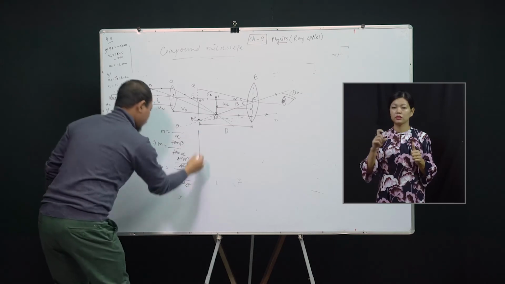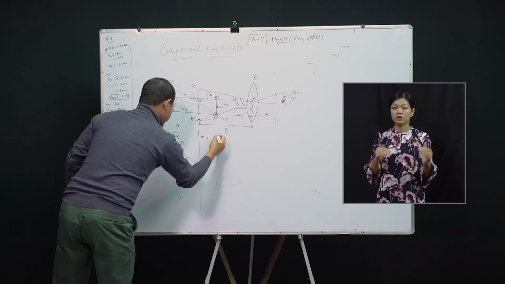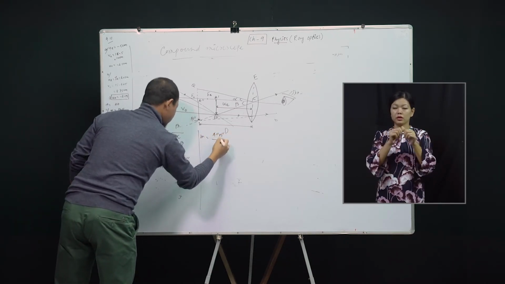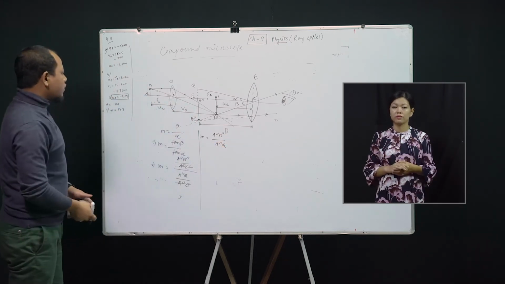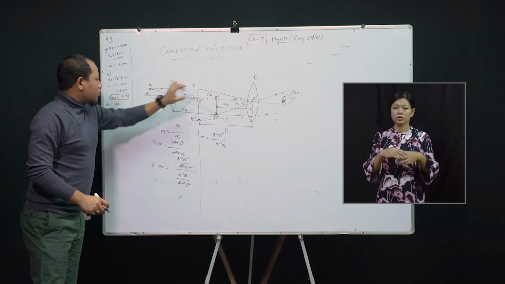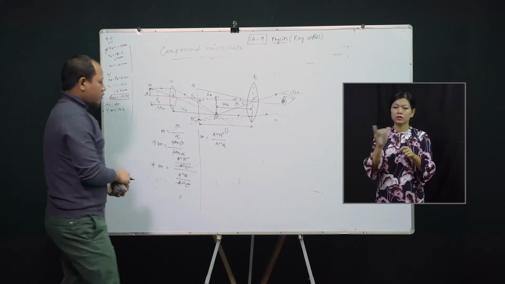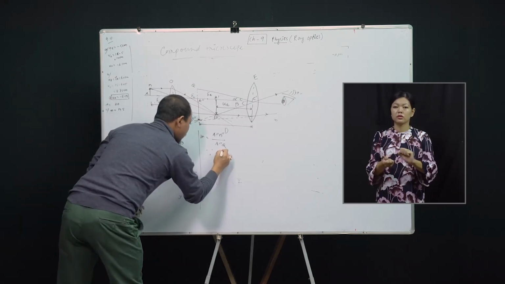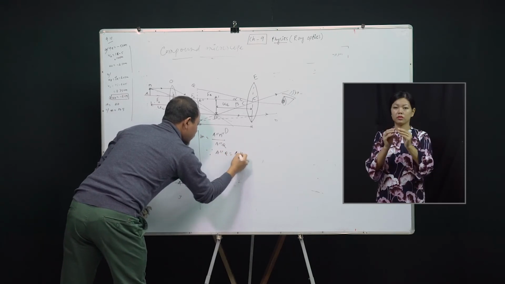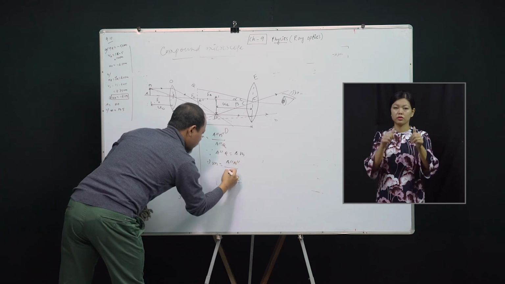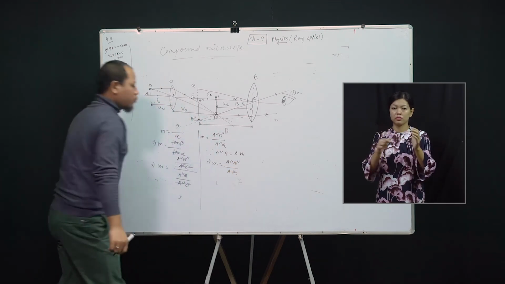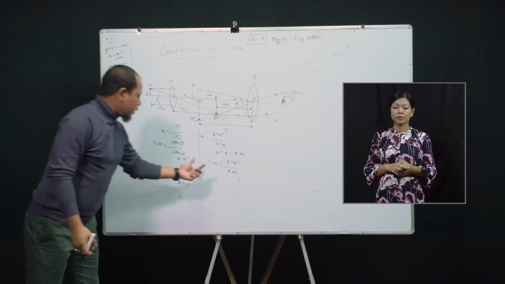So our equation will be m equal to A double dash B double dash divided by A double dash Q. As I already told you, this A double dash Q is equal to AB. So let's replace this value, since A double dash Q equals AB. So I can write m equal to A double dash B double dash divided by AB. This is the final expression.